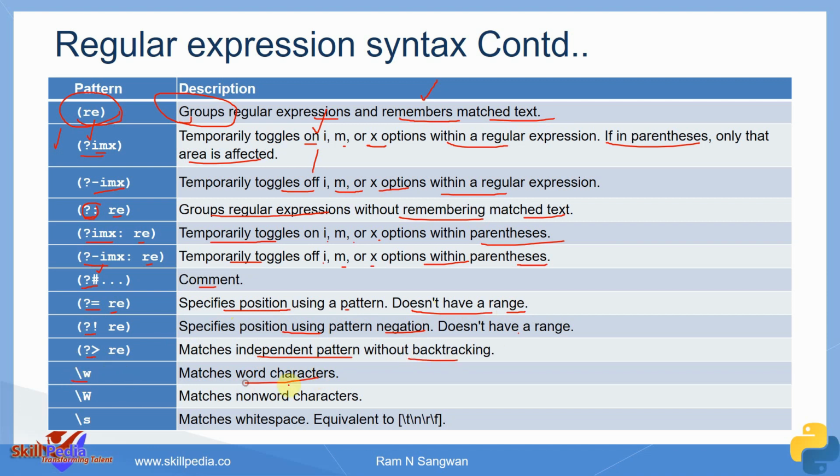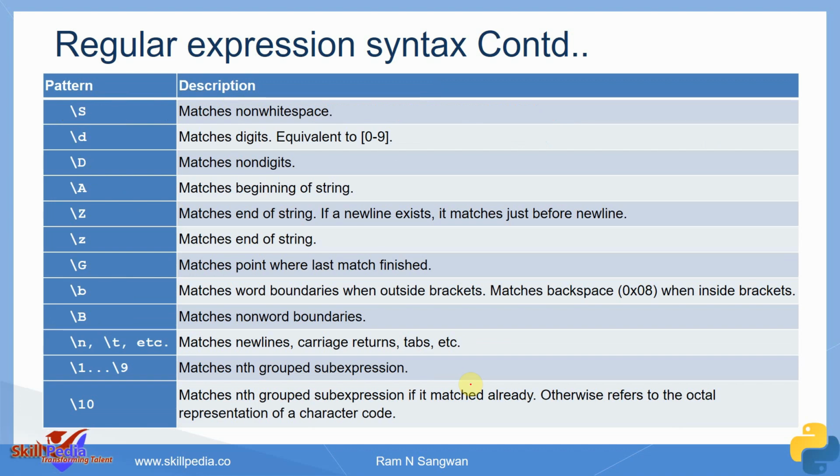Backslash w, word character. Backslash W, match non-word character. Backslash s, white space, equivalent to backslash t, backslash n, backslash r or backslash f. These are regular expressions. Without examples we will not understand them. We need to build examples around these regular expressions, only then we will understand the use case. More of them. Backslash S means non-white space, backslash d means digits, and uppercase D means non-digit. This is what we use in our example.